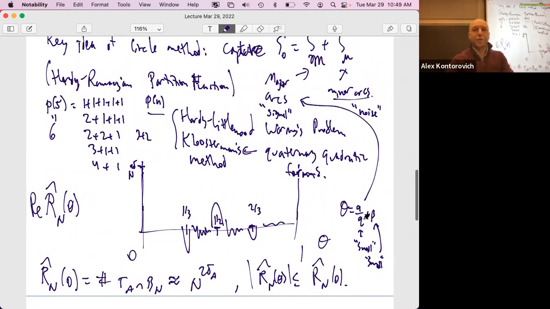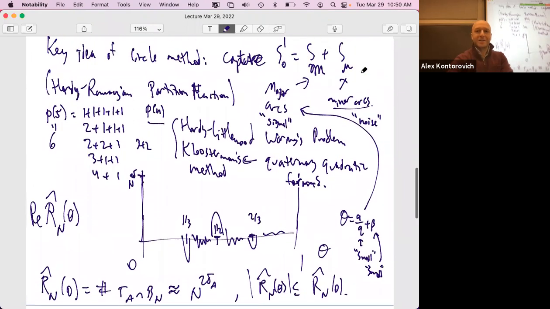You'll see in a minute what we're going to do. There's going to be a parameter that determines whether the denominator is small or not, small enough to be considered signal versus noise. There's going to be some threshold where we declare these fractions belong in the major arcs, these fractions we're going to consider minor arcs, and we're going to try to get cancellation.